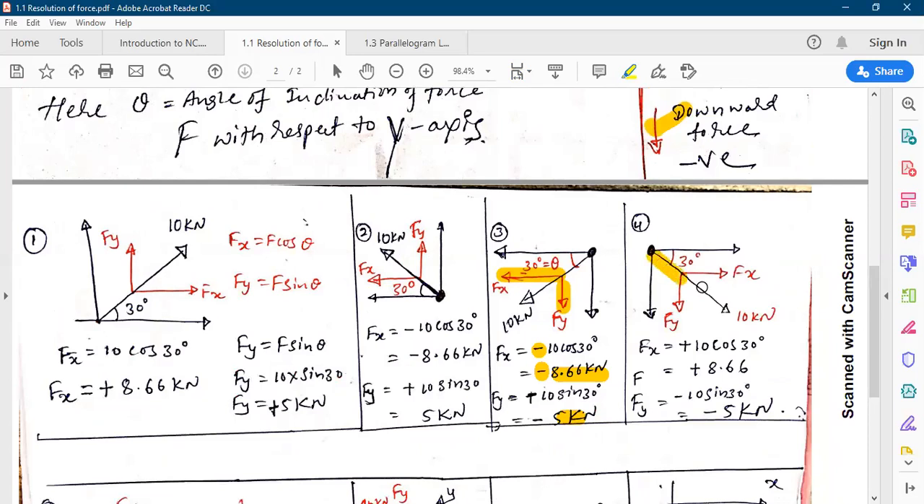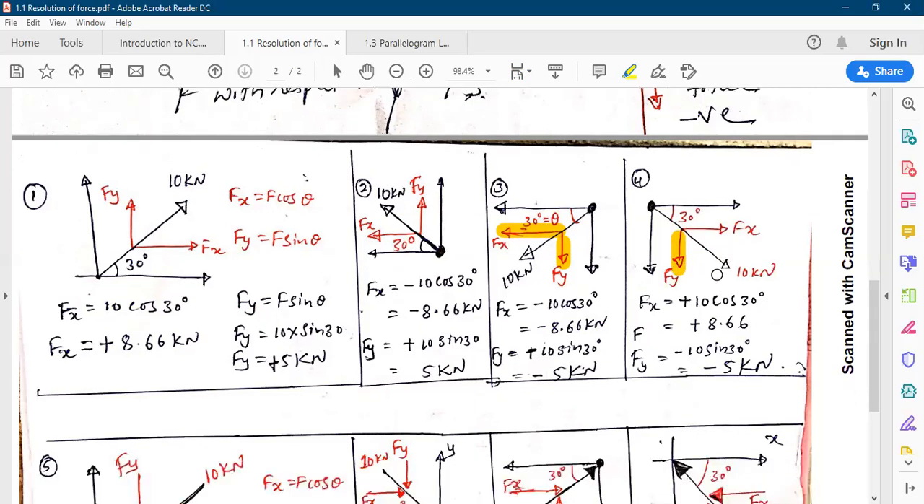Similarly, if I take this force, it is 10 kilonewton acting in the fourth quadrant at an angle of 30 degrees with respect to the x-axis. If I project this force to the x-axis, this component will be acting rightwards. Similarly, if I project this force to the y-axis, it will be acting downwards. These are the components which are shown. Since the x component is acting rightwards, it will be taken as positive, and the y component is acting downwards, so it will be taken as negative. Fx is equal to F cos theta, positive, since it is acting rightwards. Fy is equal to F sin theta, and since it is acting downwards, it will be taken as negative.